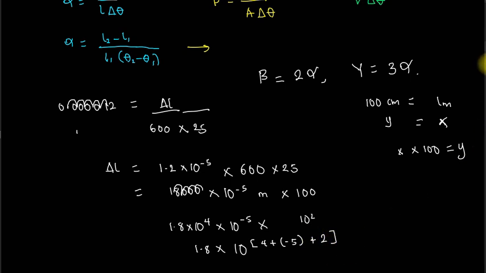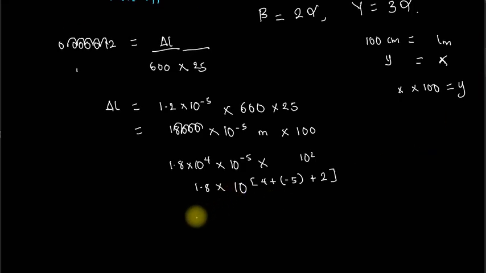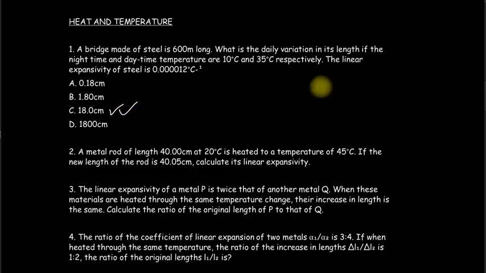4 plus 2 is 6. 6 minus 5 is 1. So we're going to have 1.8 times 10, which is going to give us 18 cm. And that's our answer.